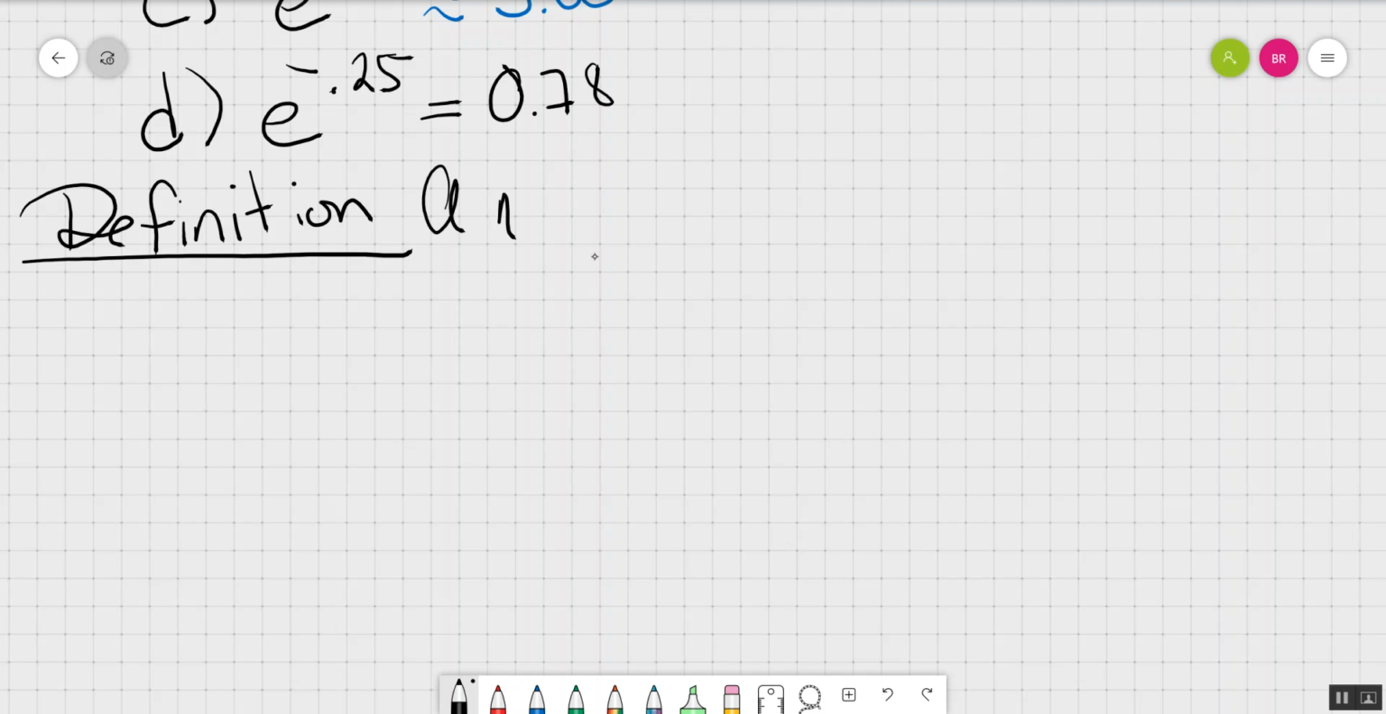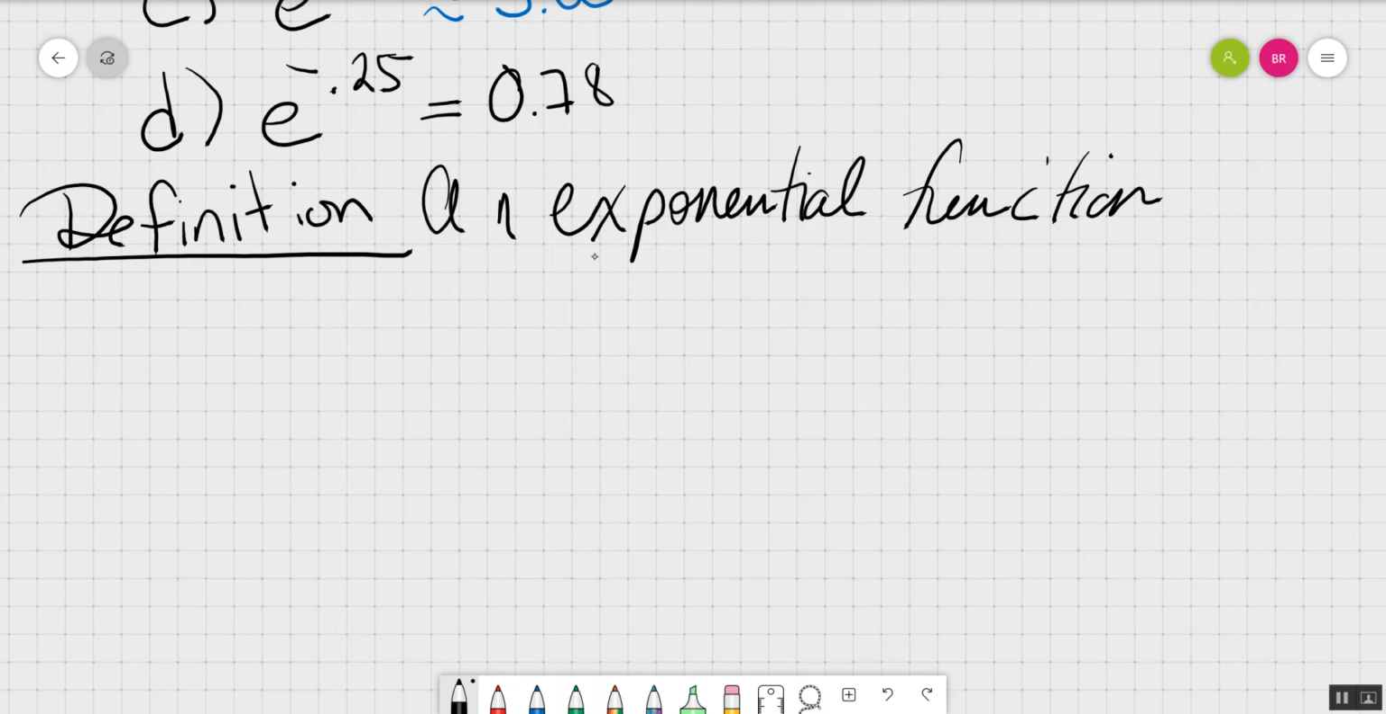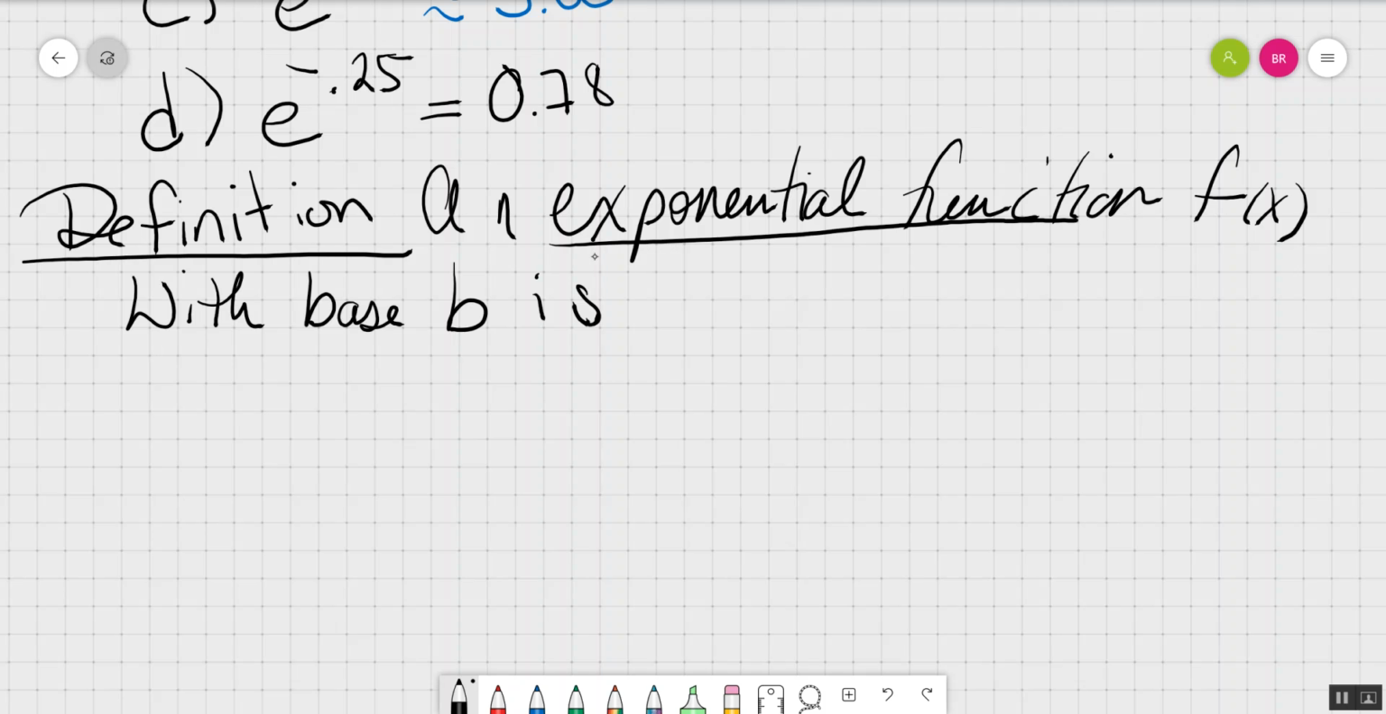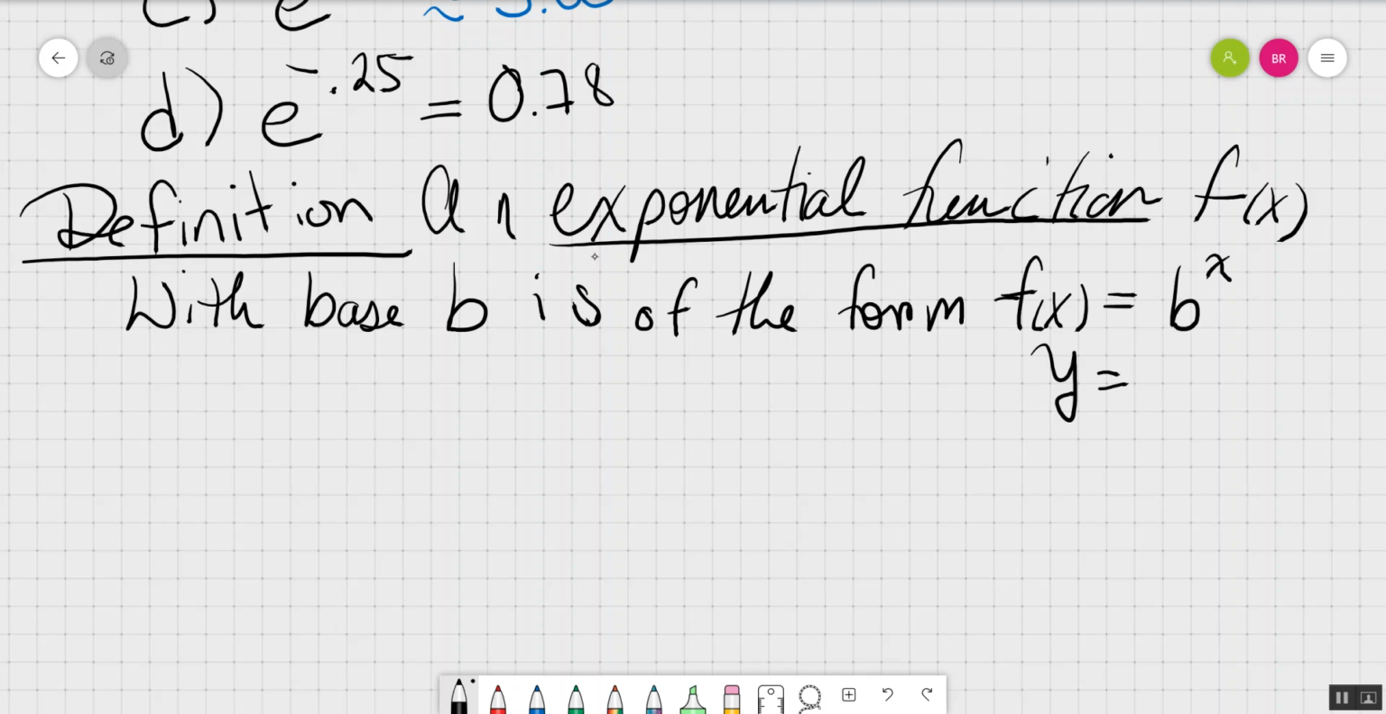So, an exponential function f of x with base b. We've got some requirements on this base, but I'll get to that in a second. Is of the form, so it looks like, that's what of the form means, f of x equals b to the x, or if you don't like the f of x, you can use y, b to the x. Yeah? And then we've got some requirements on b.